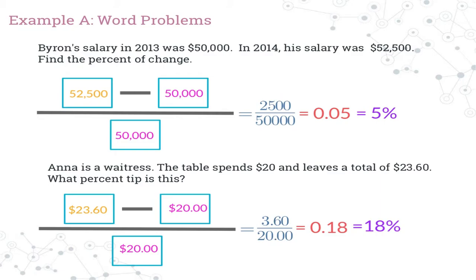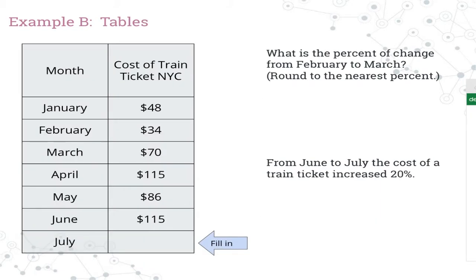Now let's take a look at example B. Here we are at example B, and this time we're going to be looking at percent of change on a table. So the question asks, what is the percent of change from February to March? So the first thing that we need to do is isolate February and March here, and then we need to determine which one is the new and which one is the old, because as always, we're going to be using our percent of change formula, new minus old divided by old.